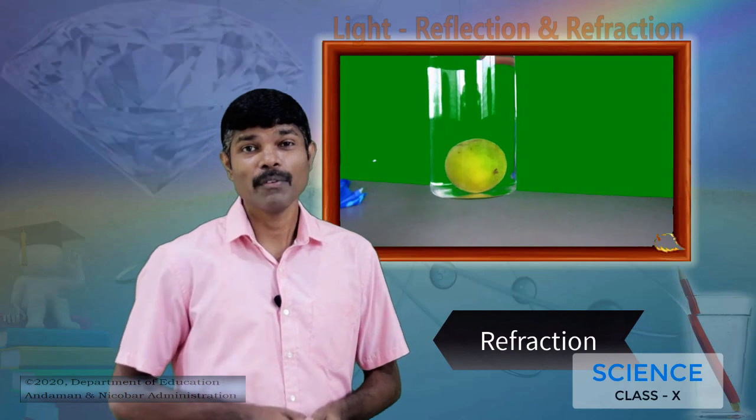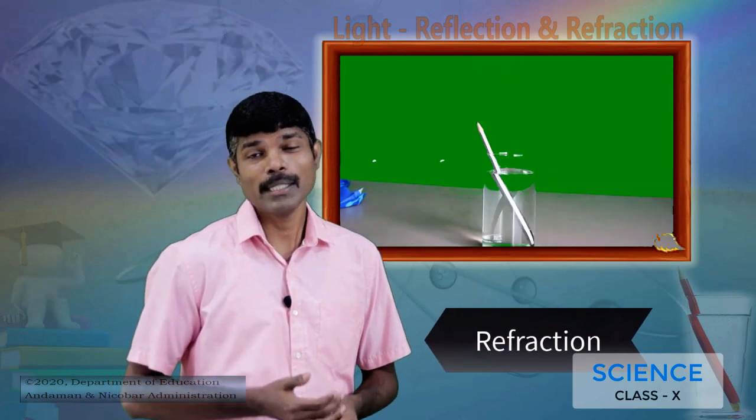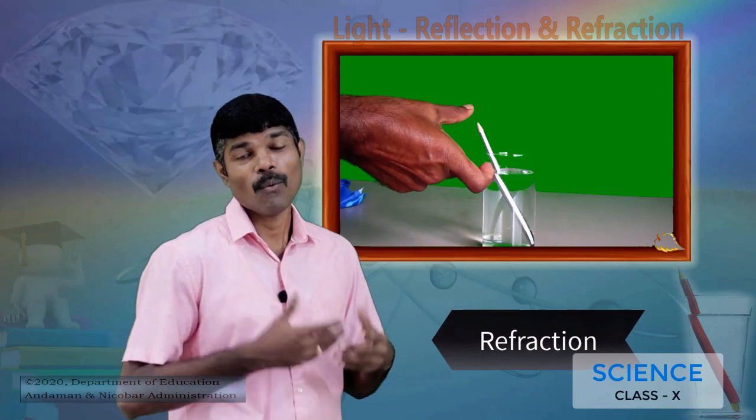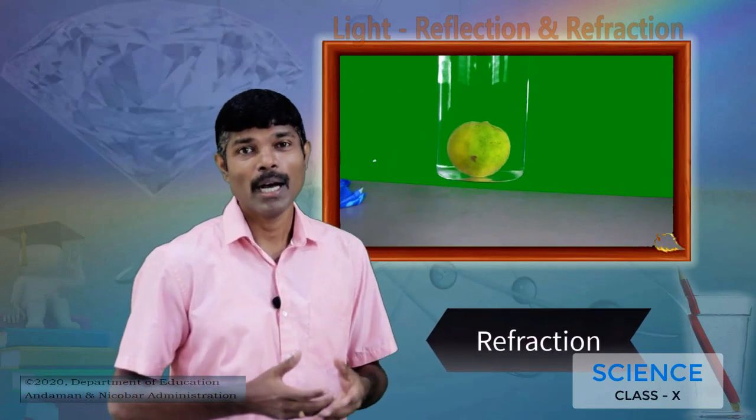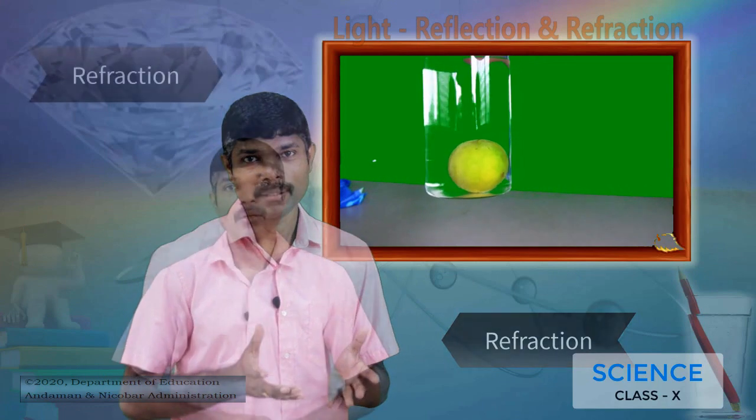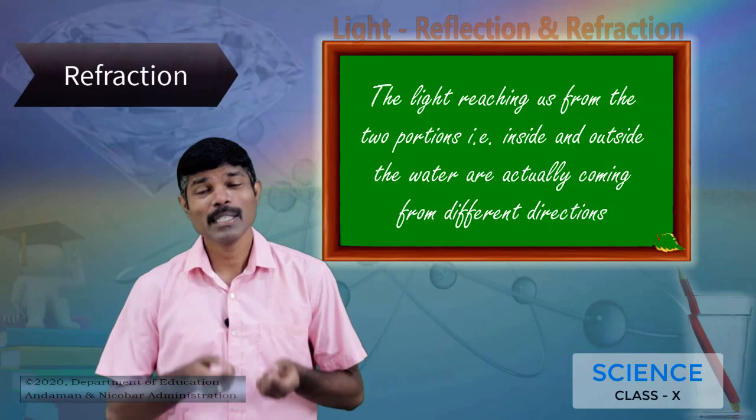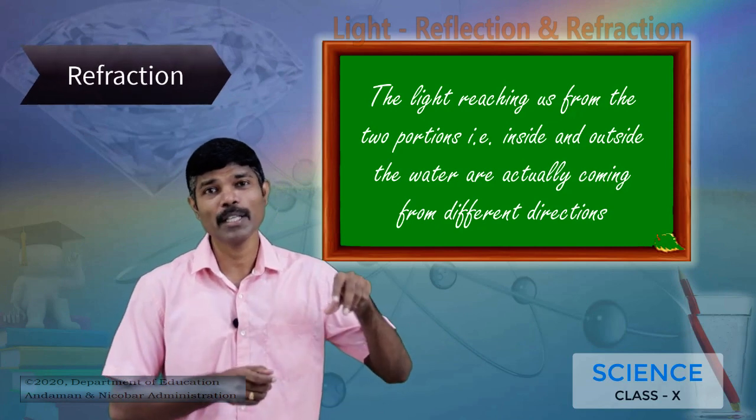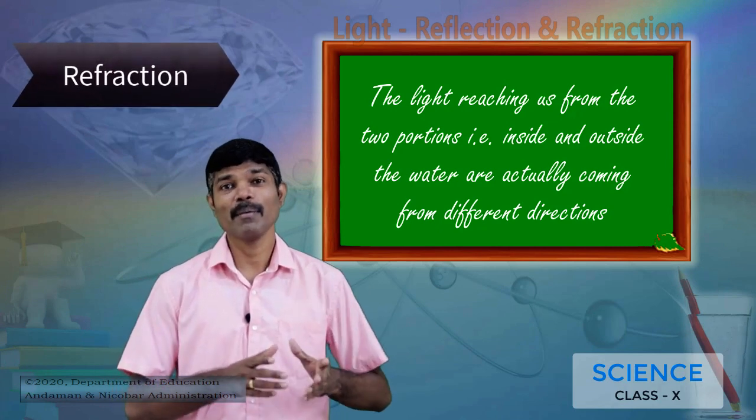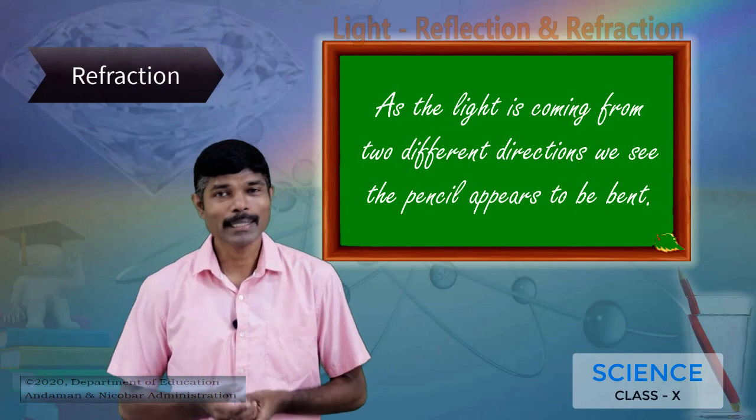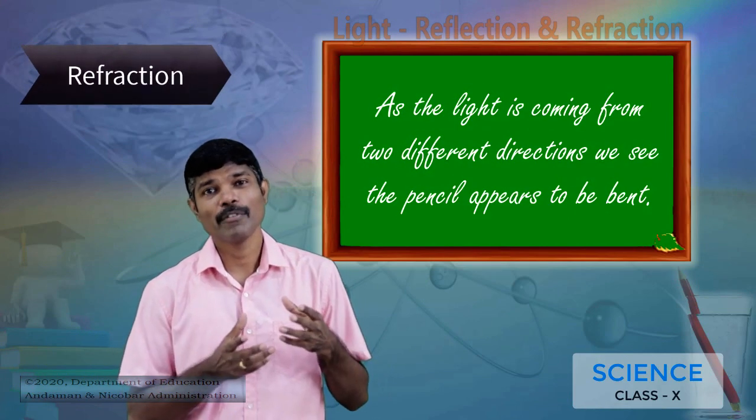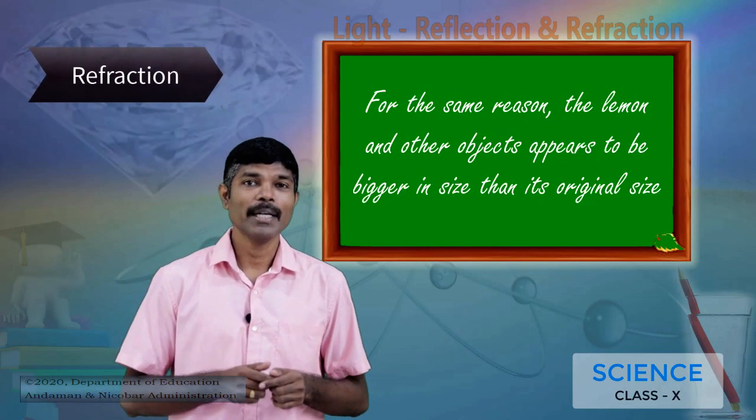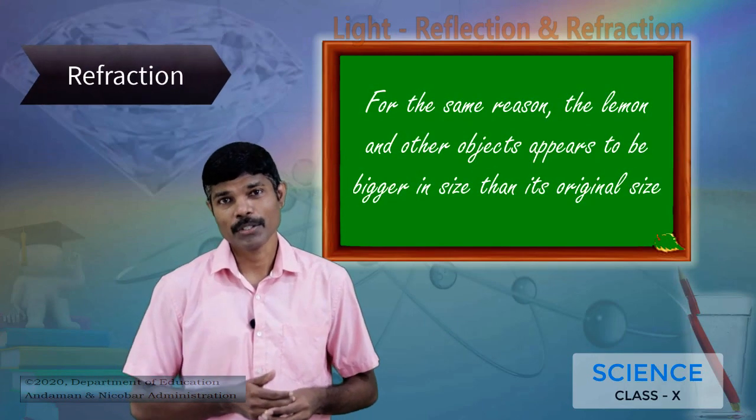In this class, we will try to find out the reason why the pencil appears to be bent in structure, and why a lemon or an egg appears to be bigger in size. The light which reaches you from the portion of the pencil inside the water appears to come from a different direction as compared to the light coming from the portion above the water. That is why it appears bent in structure.